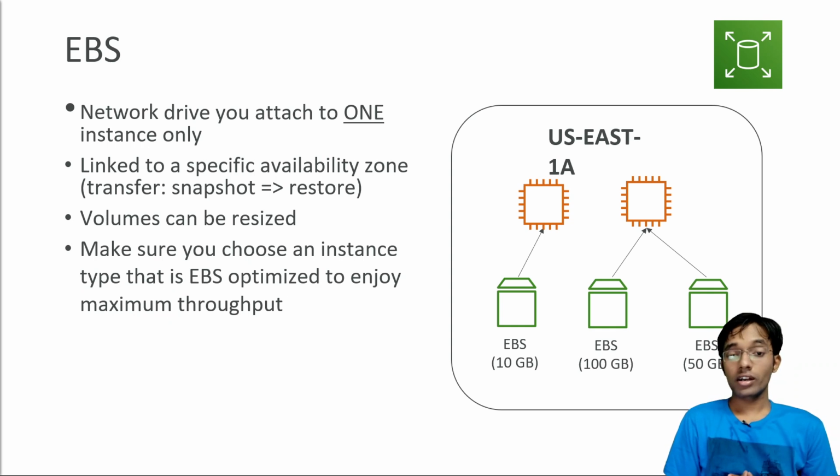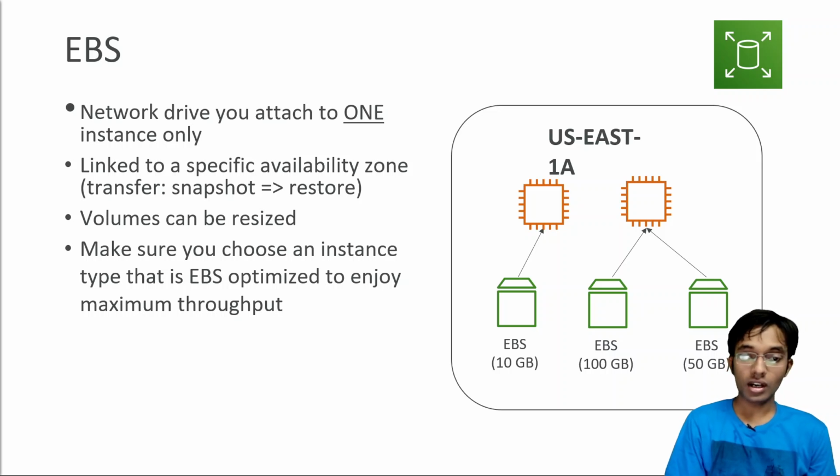Okay, now let us talk about the EBS volumes and EC2 instance store. So first, let's start with the EBS volumes. EBS volumes are network drives, and you attach them to one instance at a time, except with the EBS multi-attach feature that I will show you very soon. They are linked to a specific availability zone, and if you want to transfer them to a different AZ, you need to first snapshot them and then restore them into that other availability zone.